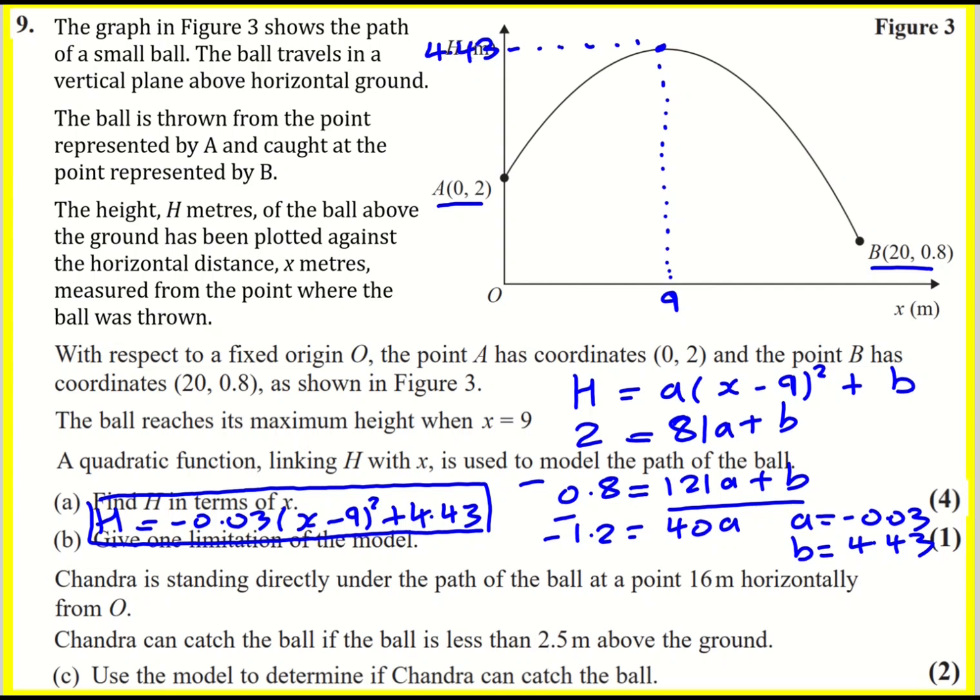In B, we're asked to give one limitation of the model. And there's lots of things you could say. Like if you were talking about the equation, you might say that it would just carry on going down through the ground. But really, I think in this sort of question, it's looking for an actual mechanics issue with our model. We're assuming that we've got this perfect parabola that's symmetrical, and in real life, when you throw a ball, that doesn't happen. So my go-to is always air resistance. Air resistance has not been considered. Now, it doesn't mention that, but we know that's true because it just wouldn't look like this.